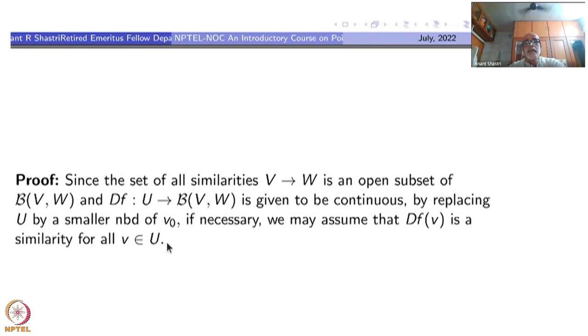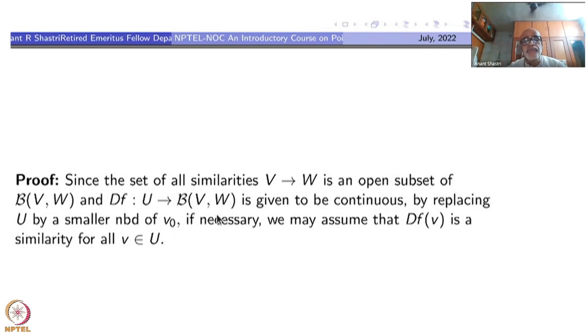All that I have done is, the map DF is continuous, and at V naught it goes to a similarity. And the similarity is contained inside an open subset here, which we have denoted by A(V,W). So you take an open subset going inside that, by continuity.